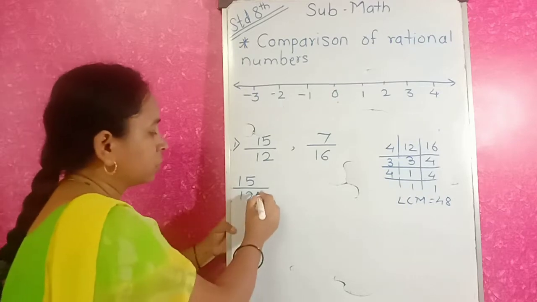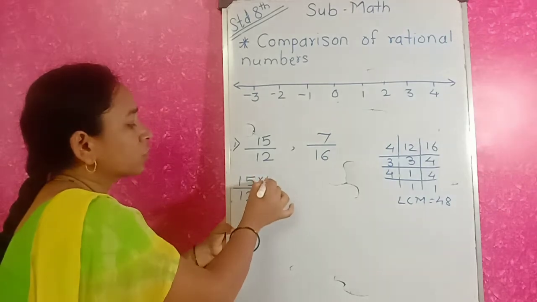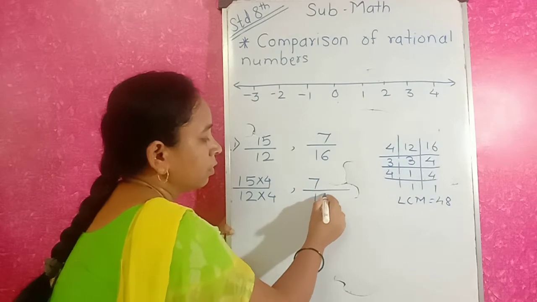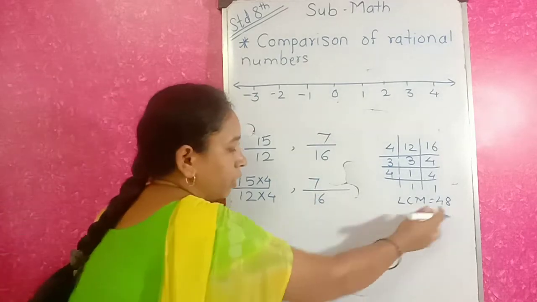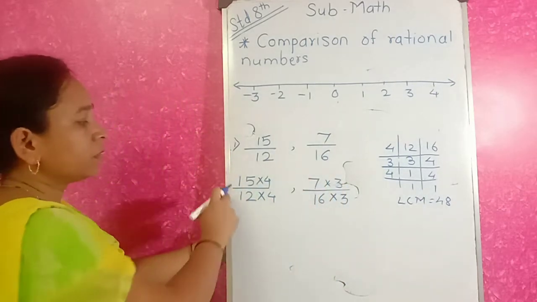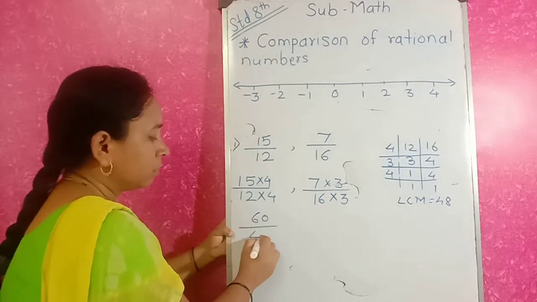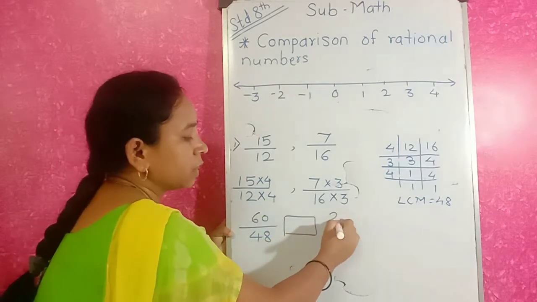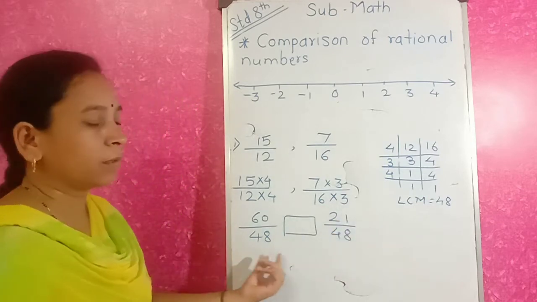12 4s are 48. So here I'll multiply the denominator by 4, and the numerator also I'll multiply by 4. In the same way, 7 upon 16: 16 should be multiplied by 3 because I want 48. 16 3s are 48, so the numerator also 3s are. So multiply it. 15 4s are 60, denominator 48. 7 3s are 21, 16 3s are 48. Now see, the denominator becomes the same.